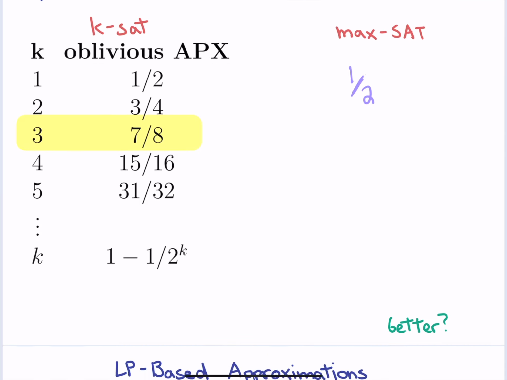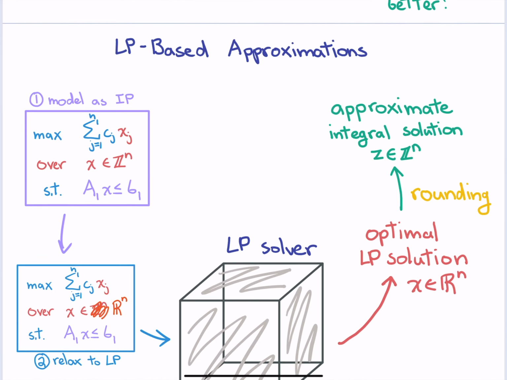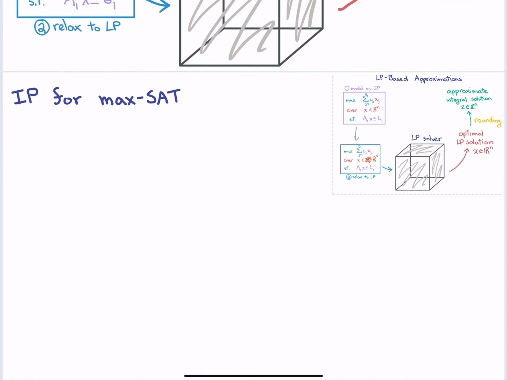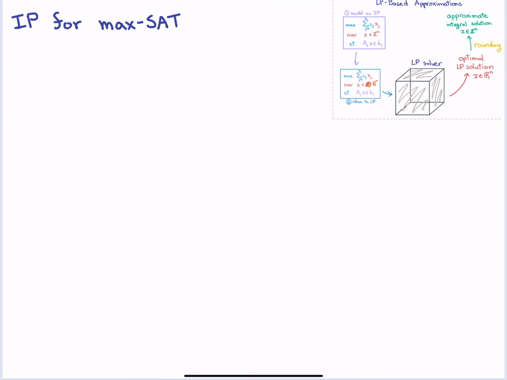All right, so, questions: can we do better? We're going to try to do better following this recipe from before: write the integer program, or write some integer program for it. Then we'll take the LP relaxation, solve it, and then figure out how to convert that into an integer solution. Okay, so, all right, let's see what you guys would come up with.